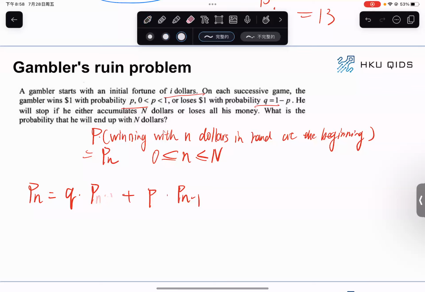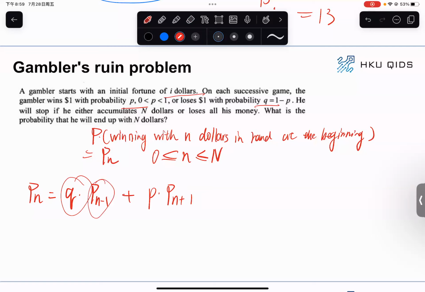Oh no, sorry, I'm wrong. This should be Pn minus 1, and this should be Pn plus 1. This means that there is a Q probability that he is going to have only n minus 1 fortune, and then the probability becomes Pn minus 1. And there is also a P probability that he could have $1 more. So the situation becomes, it starts with n plus $1. It's actually already the idea of a Markov chain, where your future position is only conditional on your current position, but has no relation to all the historical movements, okay?